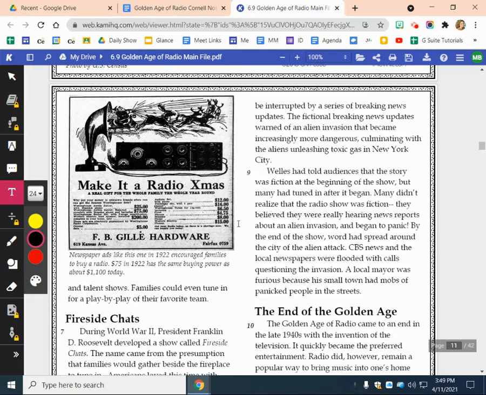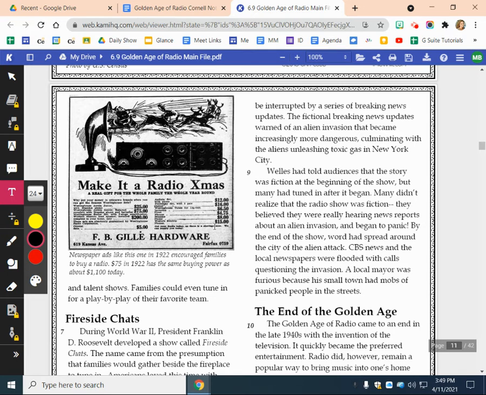Many didn't realize that the radio show was fiction. They believed they were really hearing news reports about an alien invasion and began to panic. By the end of the show, word had spread around the city of the alien attack. CBS News and the local newspapers were flooded with calls questioning the invasion. A local mayor was furious because his small town had mobs of panicked people in the streets.